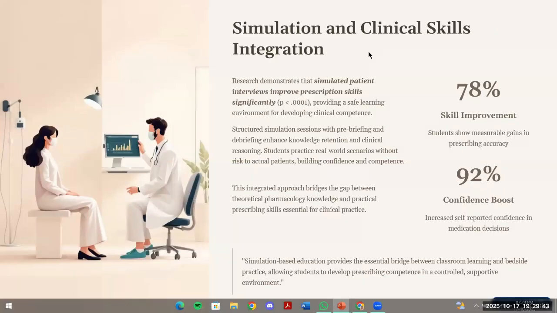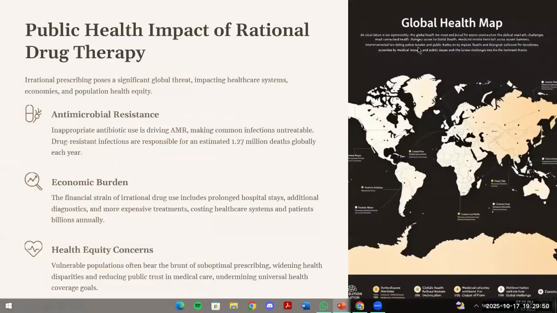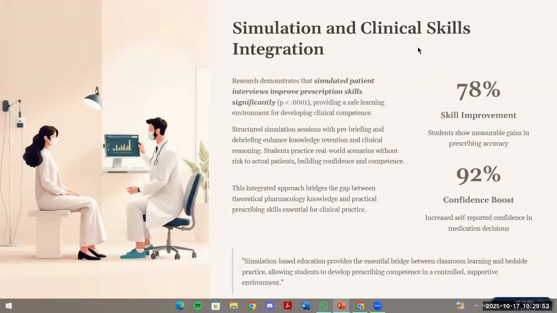So we were here with the simulation, and rationalizing this prescription. The research demonstrated that simulated patient interviews significantly improve your prescription skills. What is that CBME curriculum? Now, structured simulation is a structured approach to attain knowledge and clinical reasoning in real world scenarios.